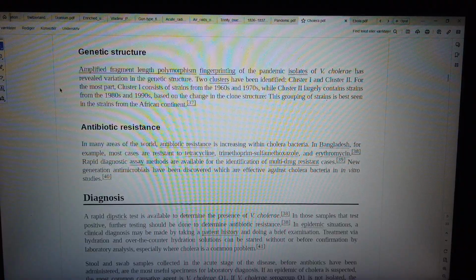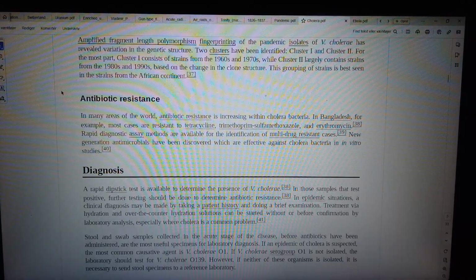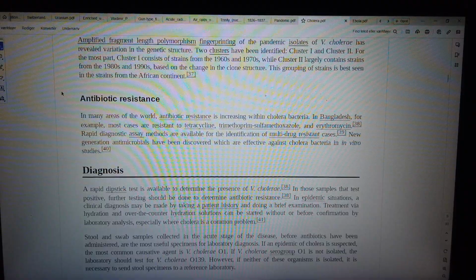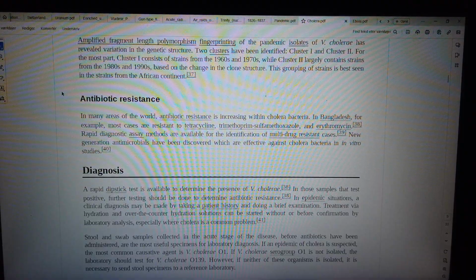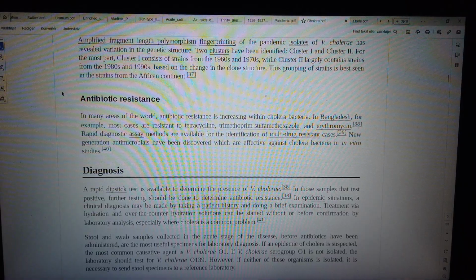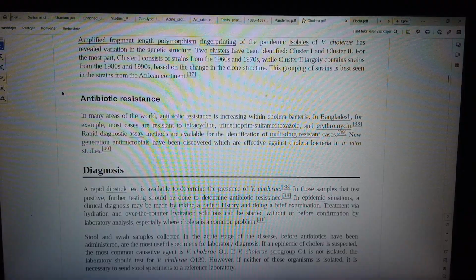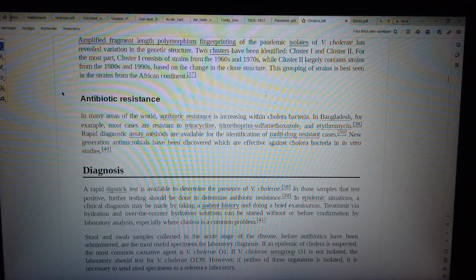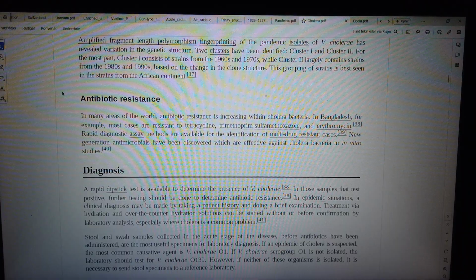2 clusters have been identified, cluster I and cluster II. Cluster I consists of strains from the 1960s and 1970s, while cluster II largely contains strains from the 1980s and 1990s, based on the change in the clone structure. This grouping of strains is best seen in the strains from the African continent.